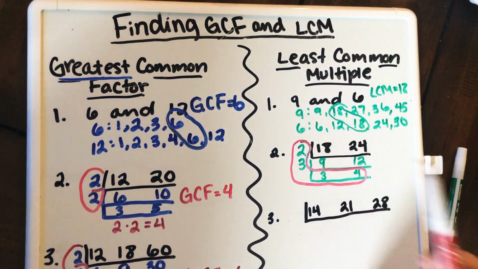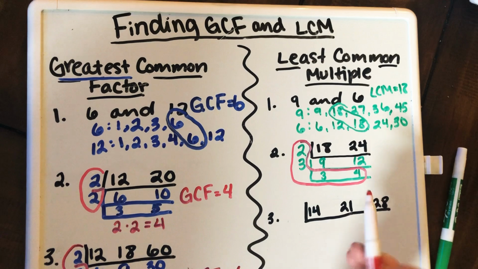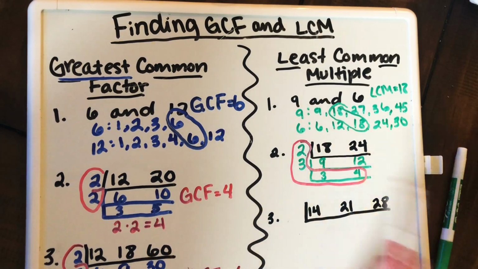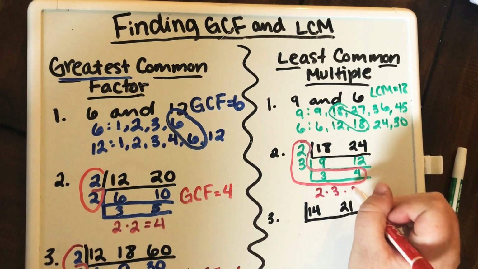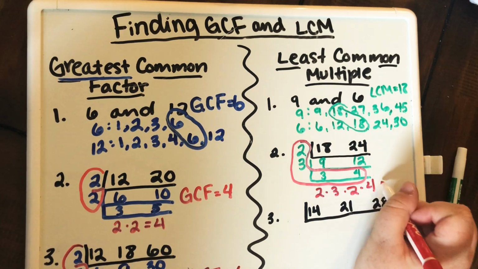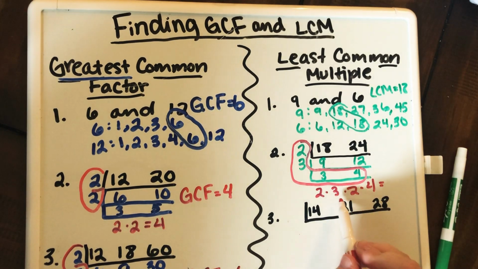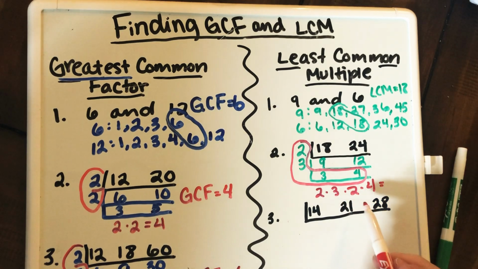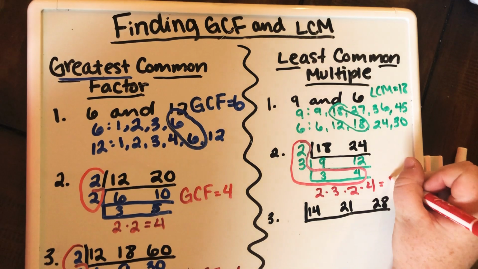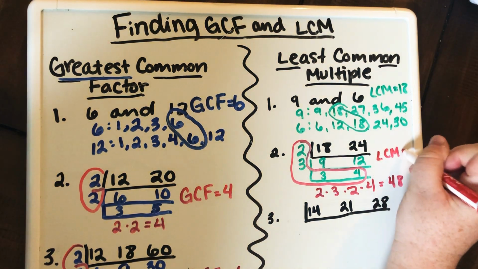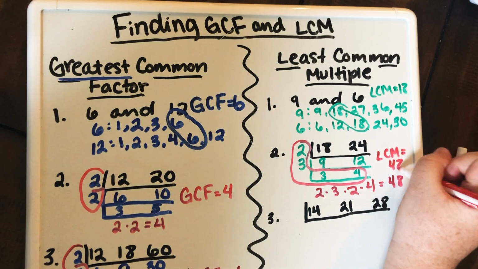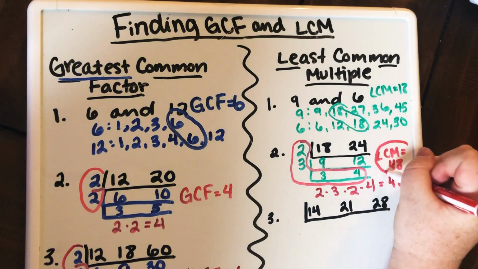So make your L, and same process. You're going to multiply everything in the L that you just made. So 2 times 3 times 2 times 4. 2 times 3 gives me 6. 6 times 2 gives me 12. 12 times 4 gives me 48. So our LCM equals 48. And that is the answer.